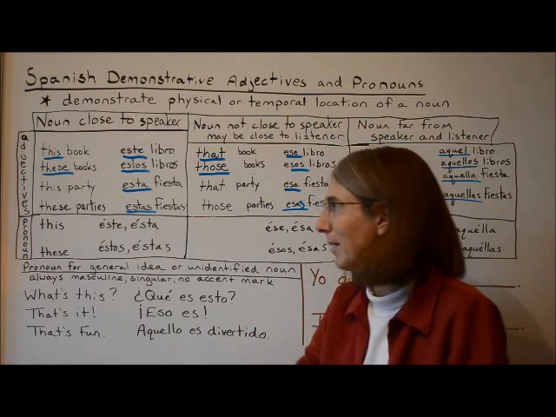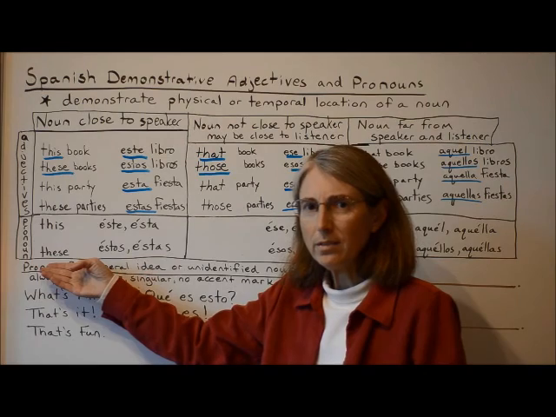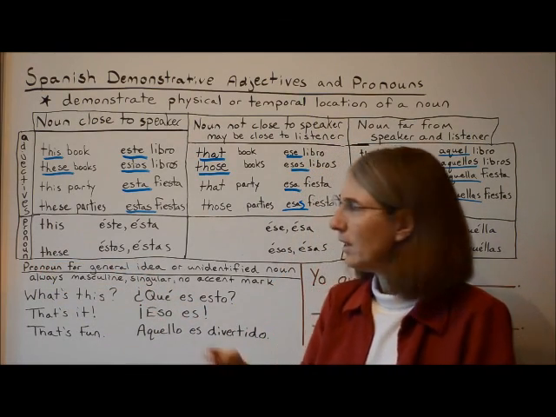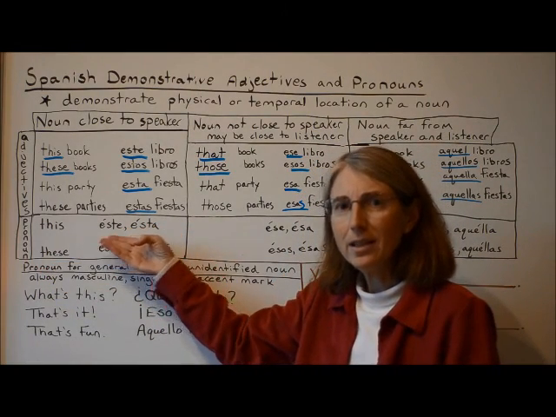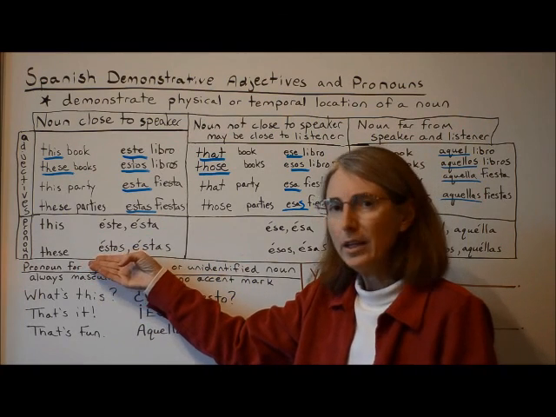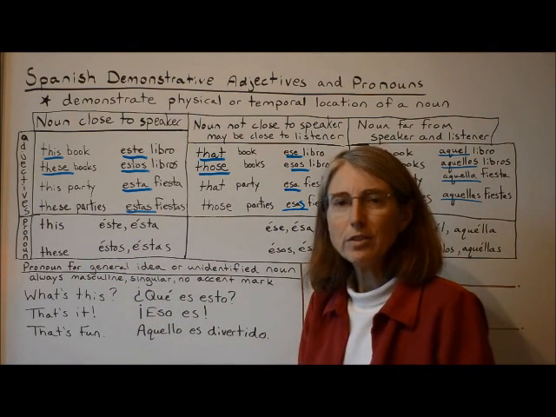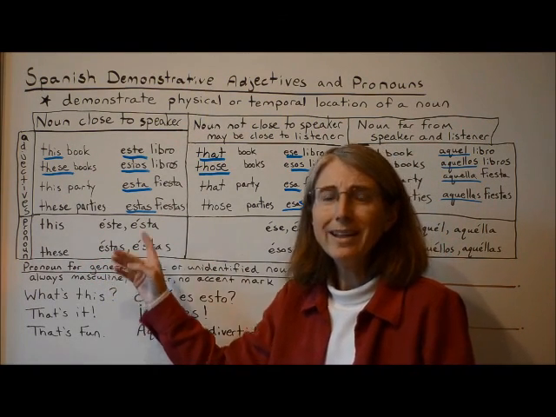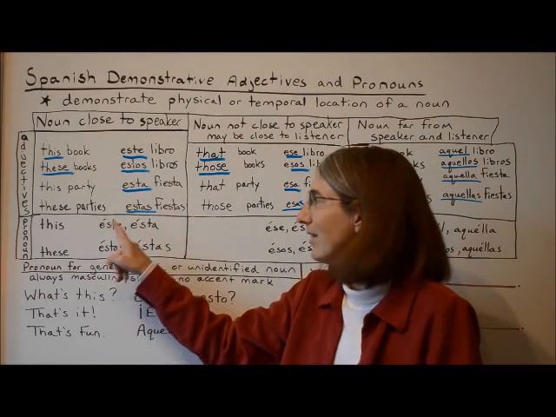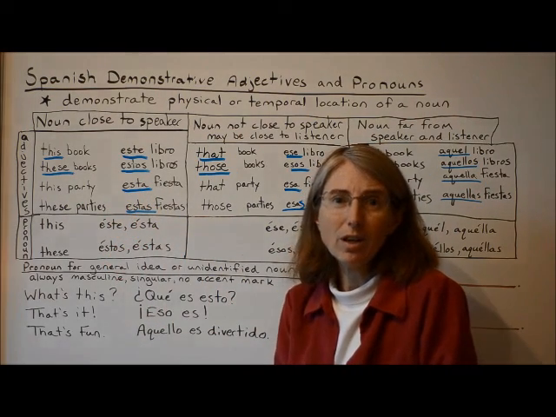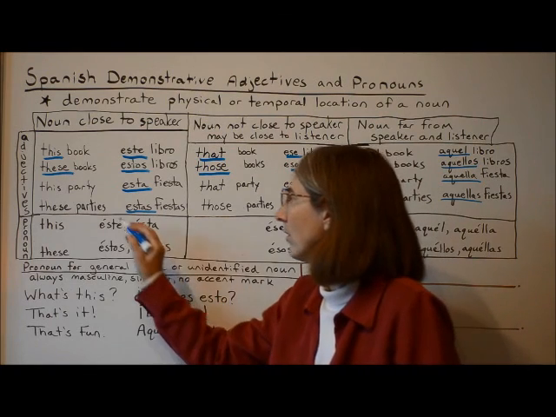So in English we would say this or these, and it would be este, esta, estos, and estas. And the only difference in spelling between the pronoun and the adjective is the accent mark on top of the pronoun.